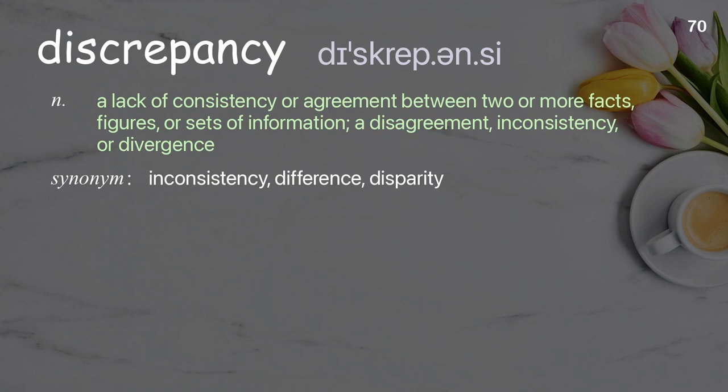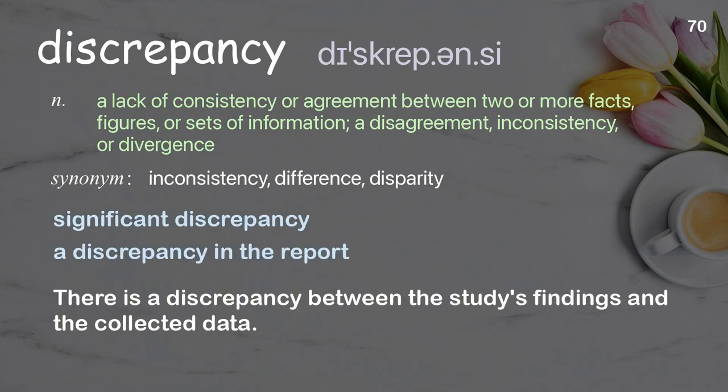Discrepancy. A lack of consistency or agreement between two or more facts, figures, or sets of information; a disagreement, inconsistency, or divergence. Examples: significant discrepancy, a discrepancy in the report. There is a discrepancy between the study's findings and the collected data.